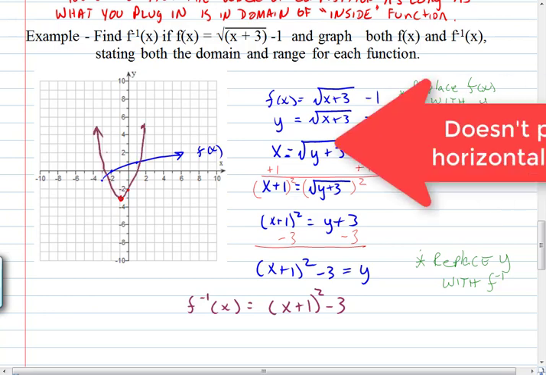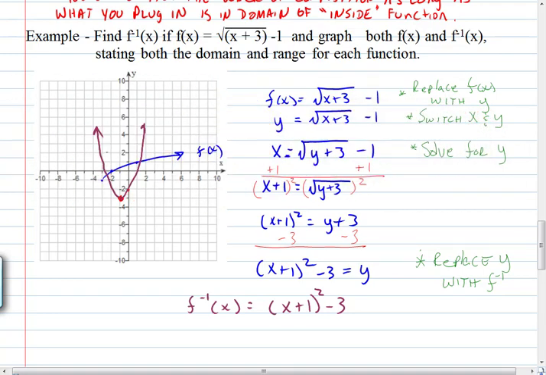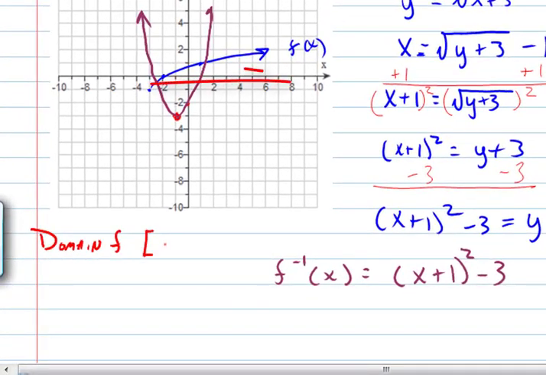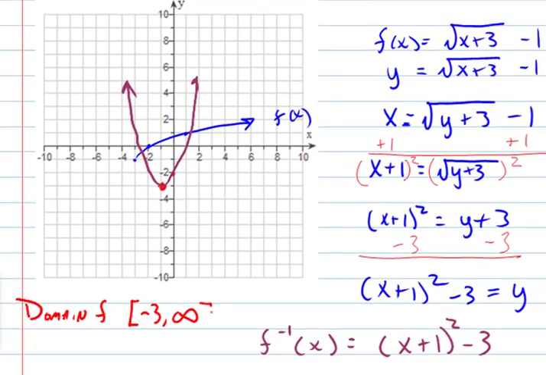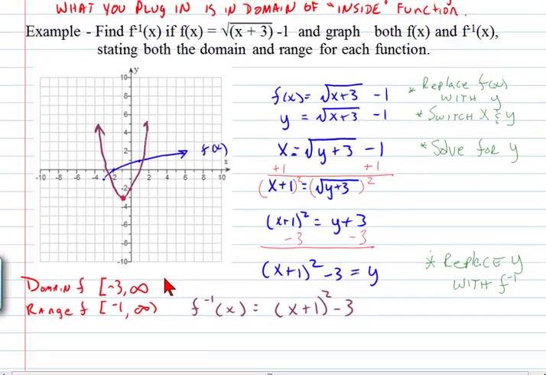Wait a minute. That doesn't pass the horizontal line test. Well, let's back up a minute and think about this. What is the domain of the function f? The domain of f goes from -3 to infinity. What about the range of f? Remember I'm looking at the blue function here, that goes from where to where? -1 to infinity. Oh, I got to put parentheses on my infinity.